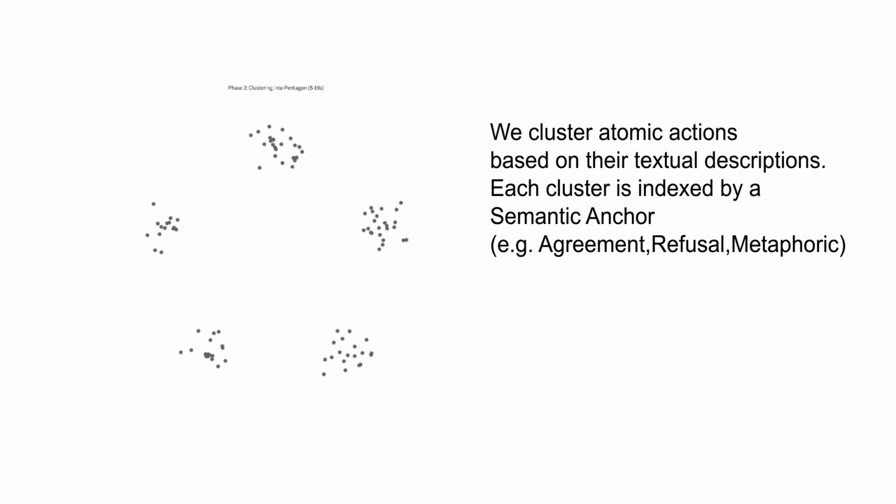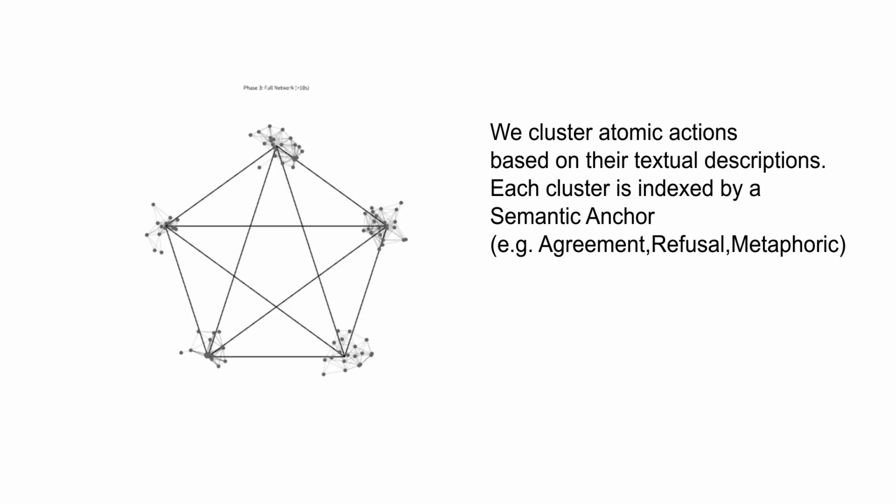We group atomic actions based on their text descriptions. Each action has a text label, for example, nodding in agreement or waving to refuse. We use TF-IDF to turn these texts into feature vectors and cluster them. Each cluster is indexed by a semantic anchor. For example, agreement, refusal, and metaphoric. The planner predicts a query Q, a semantic vector. By computing its cosine similarity with each anchor, we quickly find the right cluster. This prunes about 95% of irrelevant nodes.